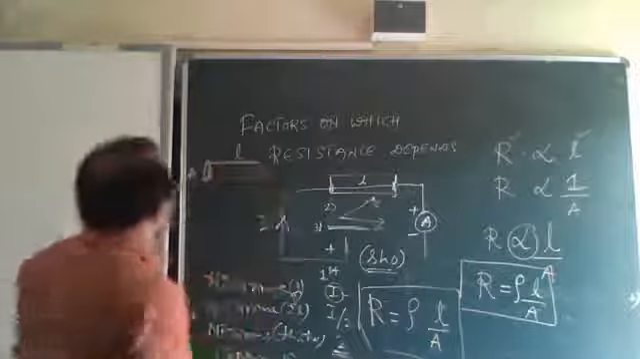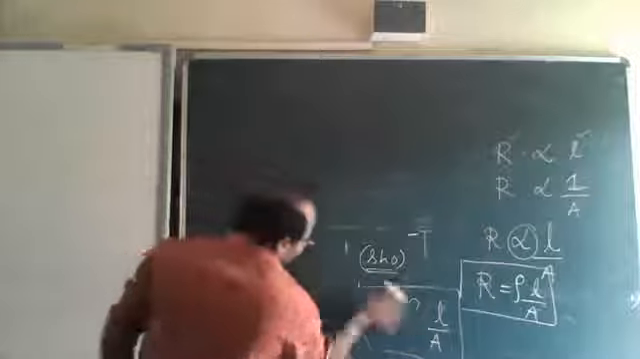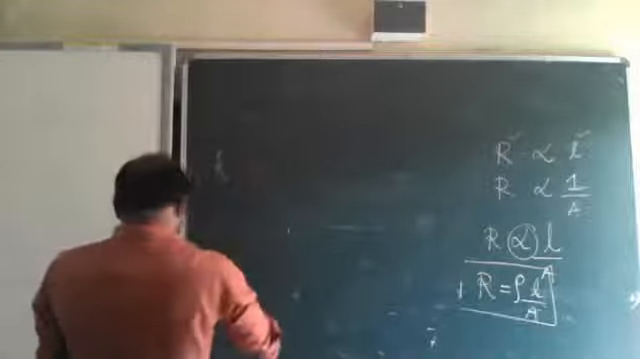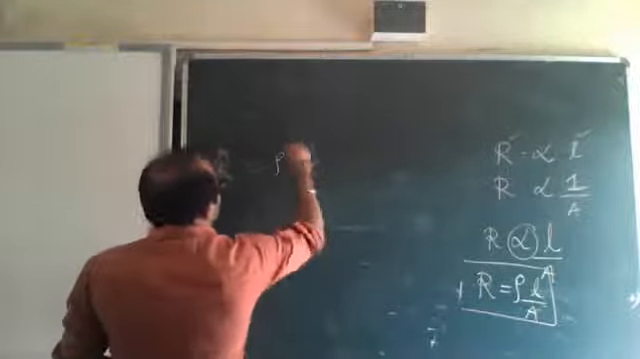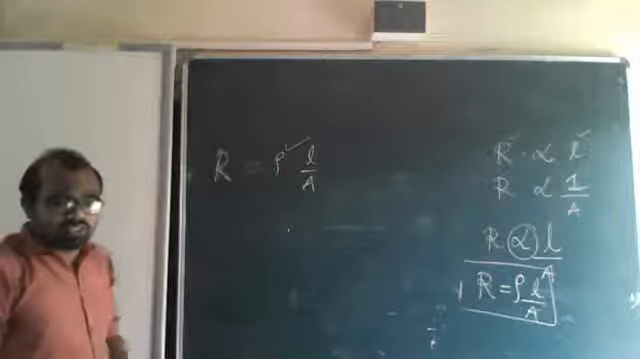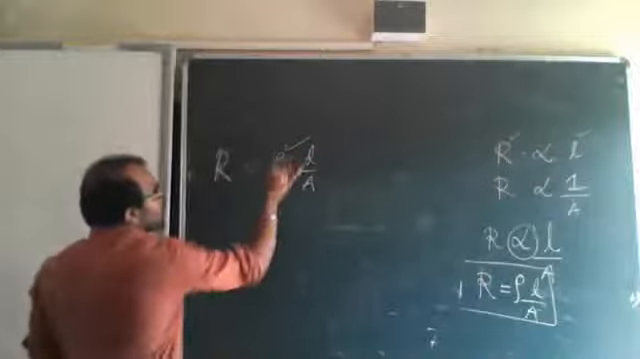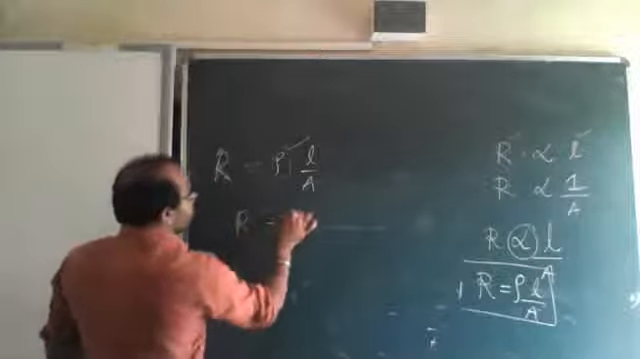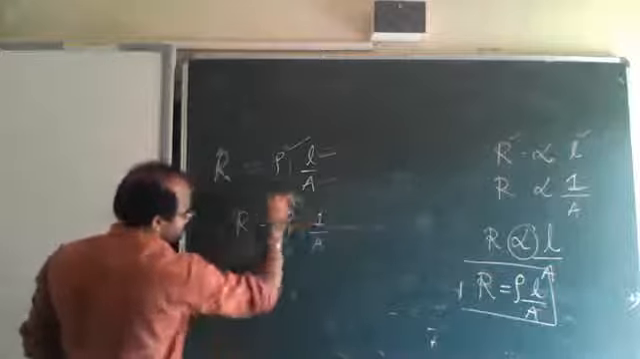We will see a little bit about resistivity here. What is resistivity? R is equal to rho into L by A. Then what is this rho? Rho is resistivity. So how to define this? When you have to define this, keep all the things as 1. R is equal to rho when L becomes 1 and A becomes 1. Now define this.